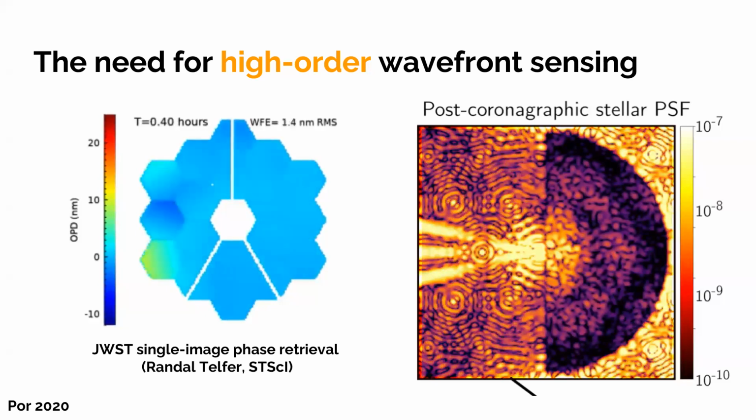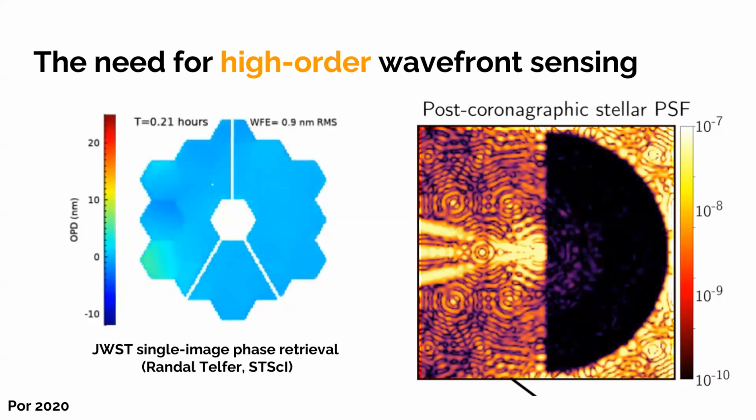So for LUVOIR-A, I did the simulation, and this is showing basically a short-term exposure of a drift of these segments, independent segments, showing that you don't get the contrast that you are looking for in that case. However, you can do something with that, right? You can sense those aberrations as they are happening and try to control them.